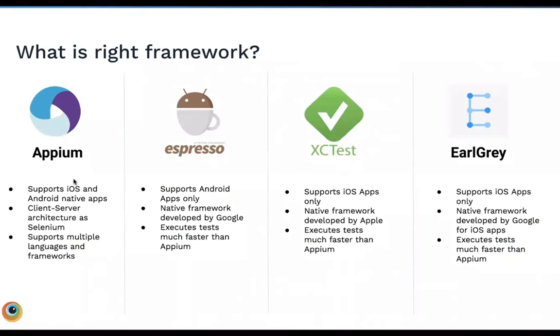EarlGrey is the fourth framework, which is developed by Google for iOS testing. So just like Espresso for Android, they have developed EarlGrey for iOS testing, and it holds the same advantages and disadvantages as Espresso and XCUITest. So while choosing the framework, you need to consider all these points. Depending on your team's skills and depending on the effort that will be needed, you need to choose wisely what framework is fit for your organization.